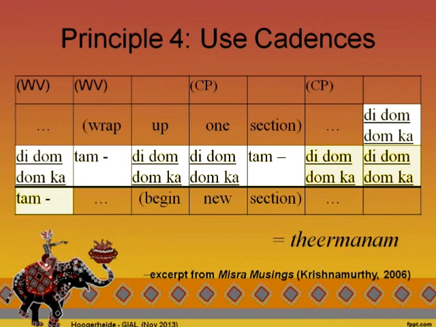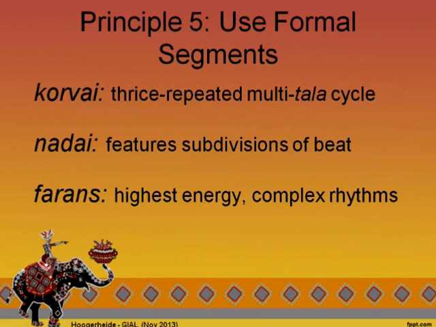Then off we go into another section. Speaking of sections, that's principle 5: you want to use the formal segments that people will recognize. So we have a segment called a korvai, which is a thrice repeated multi-tala cycle. You can't repeat the same tala more than once or twice, but you can repeat a whole series of talas that make a new pattern 3 times, and that would be the korvai.